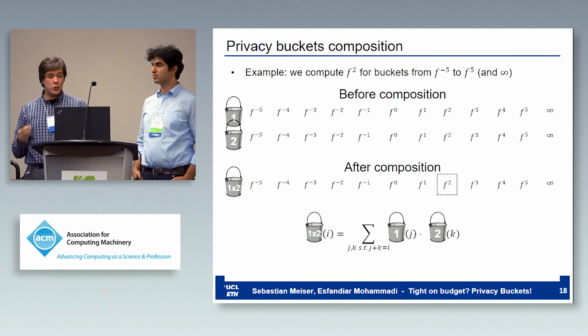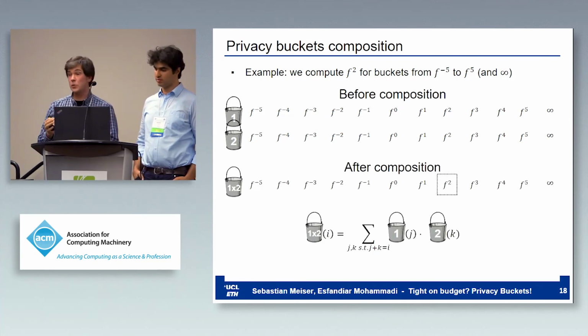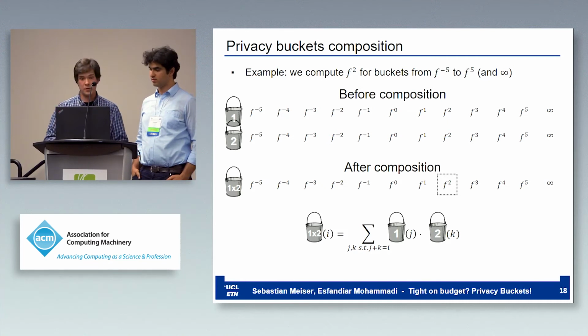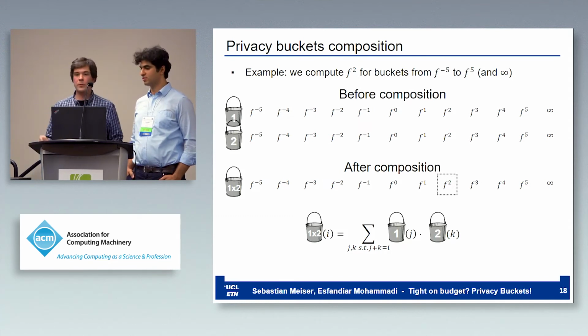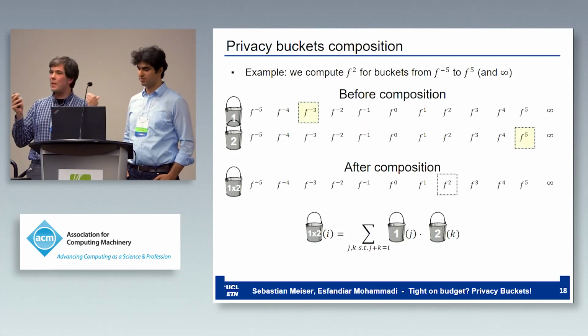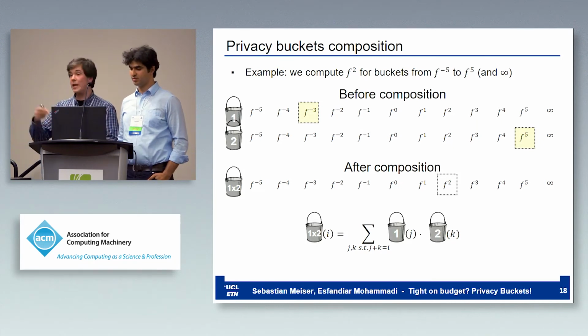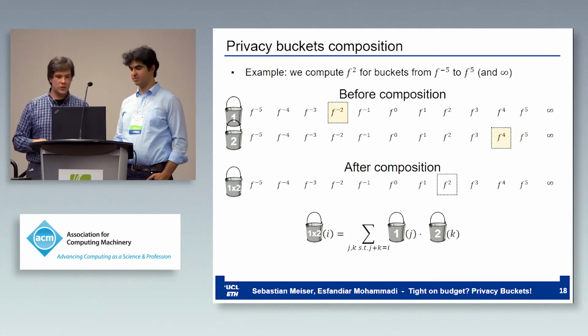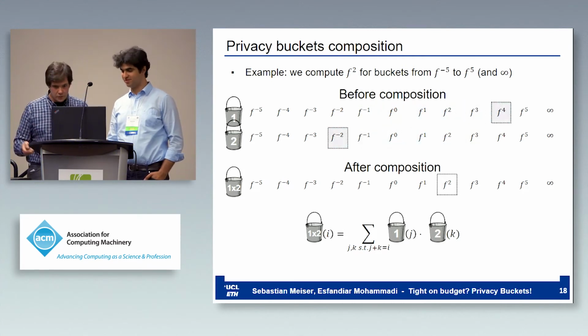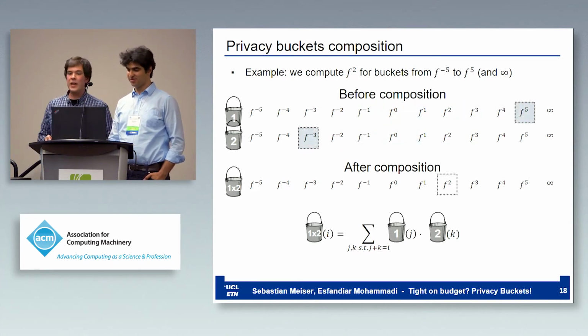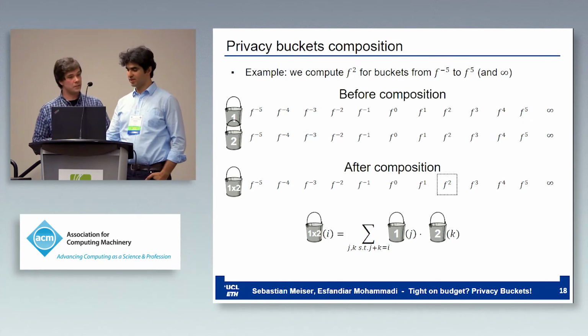Okay, let's compute a combined bucket distribution after a single step of composition. And let's just, for simplicity, look at the f square bucket in the new distribution. How can we compute that? Well, we just look at the matching ones. We look at f to the minus 3 and f to the 5, f to the minus 2 and f to the 4, and so on. And we combine them all together. Let's just go through that. Okay, cool. And then we have computed this single bucket.